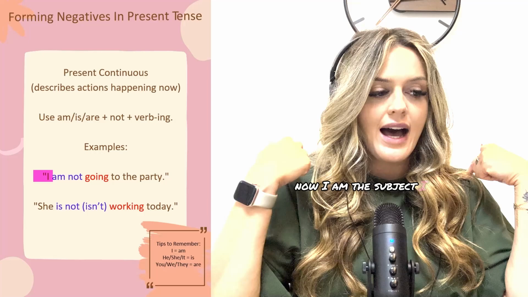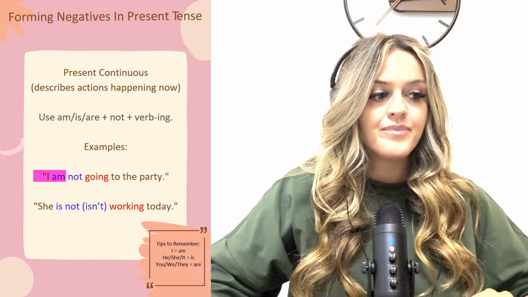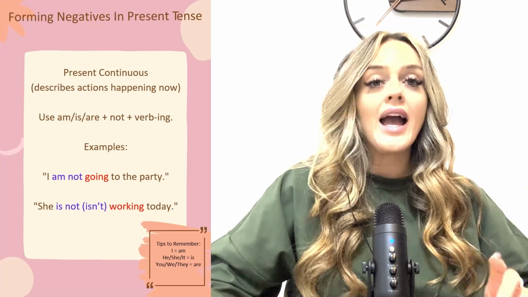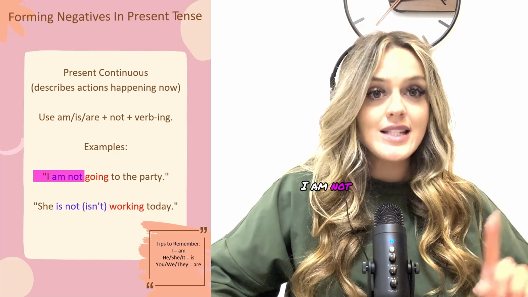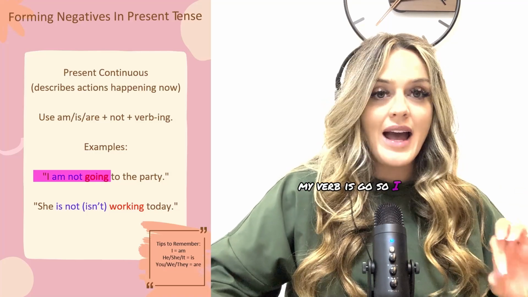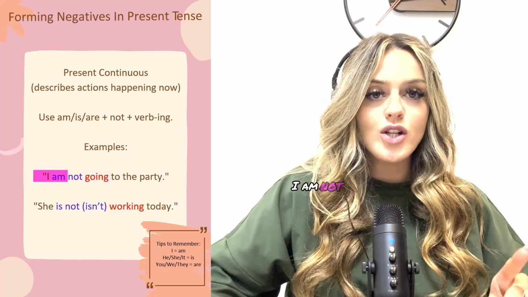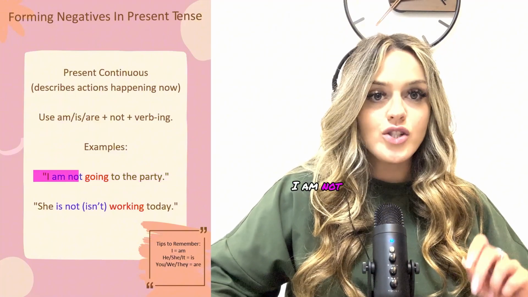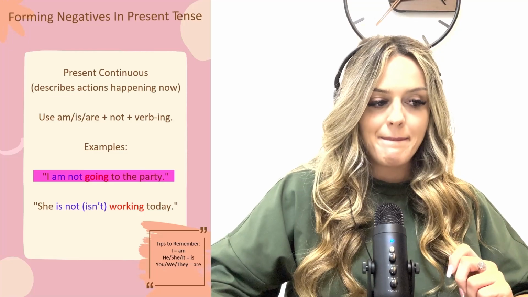I'm the subject, I am. So I've used the word am because I'm using I. I am not going. My verb is go, so I add ing. I am not going to the party.